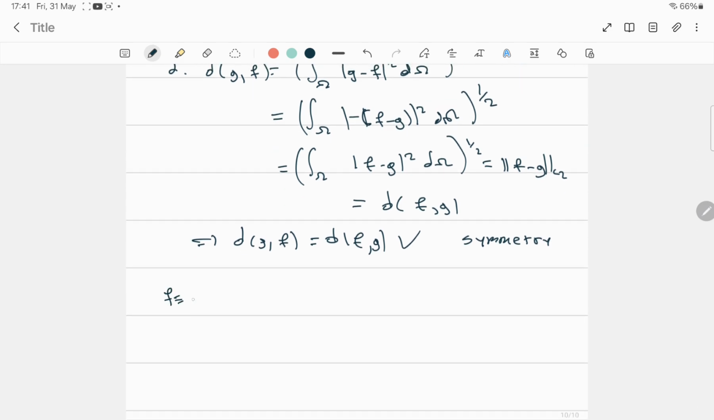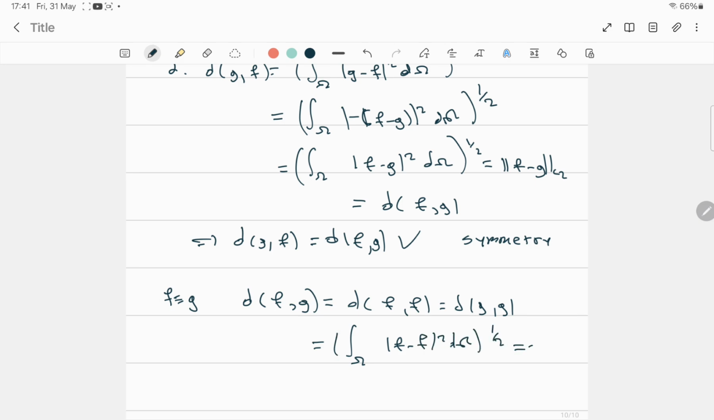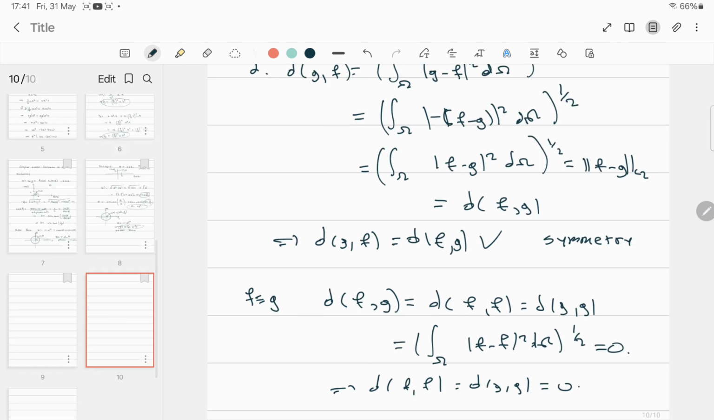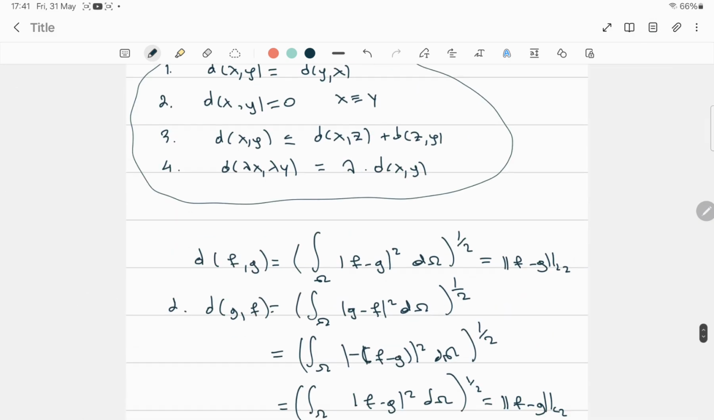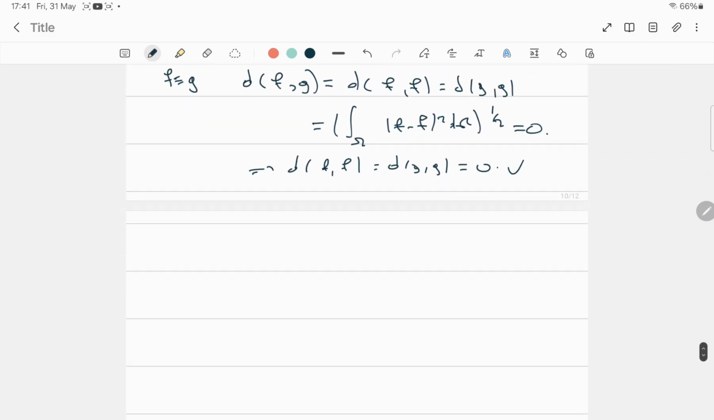Now let's pick f to be identical to g. We have d(f,g) equals d(f,f) equals d(g,g). So this becomes equal to 0. The second property is satisfied.